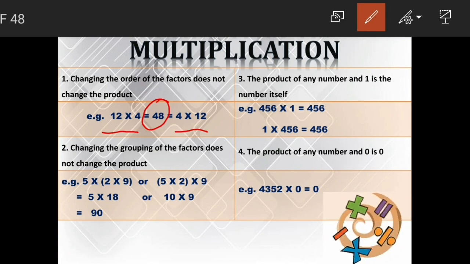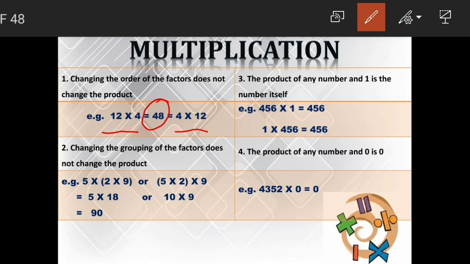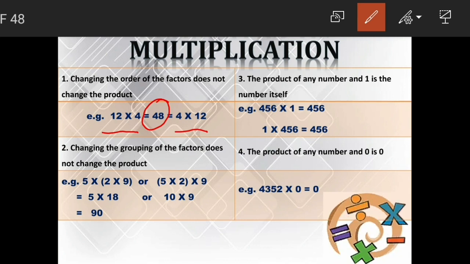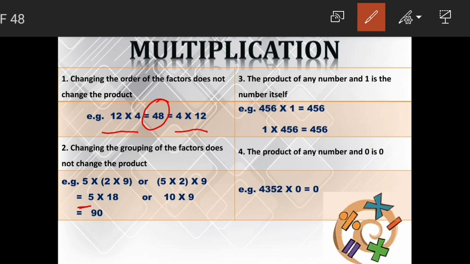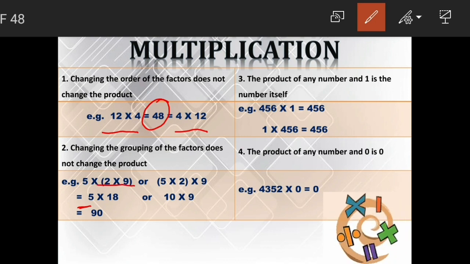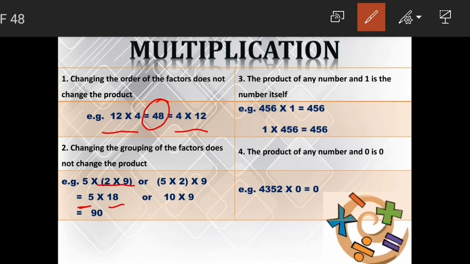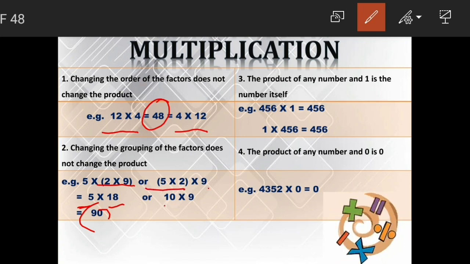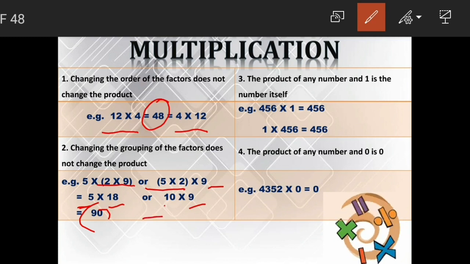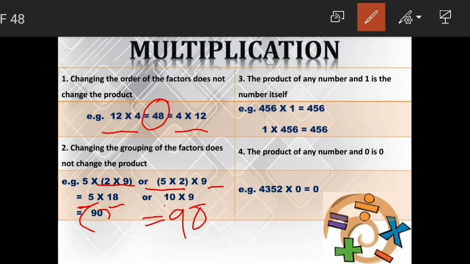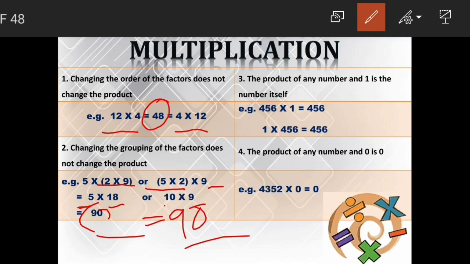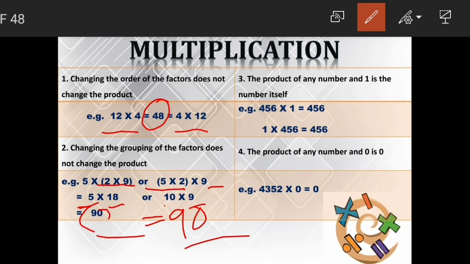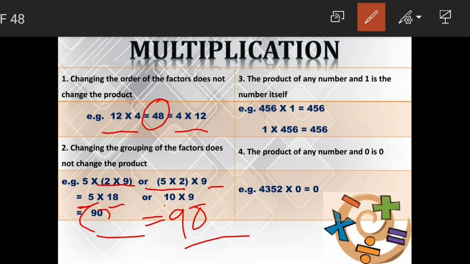Next is that changing the grouping of the factors does not change the product. This is exactly the same as the properties of addition. If we change the grouping of the factors, first we keep 5 as it is, then we multiply 2 into 9 first and we get 18, then 5 into 18 we get 90. And here first we multiplied 5 into 2, 10, and 9 we left like that, and when we multiply 10 into 9 we get 90. So both ways we are getting the same answer, which means if we change the grouping of the factors, that also does not change the answer or the product.